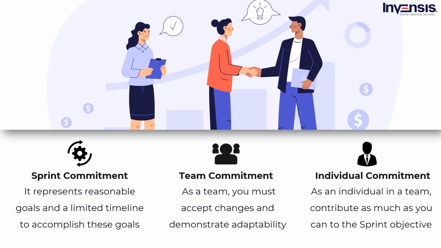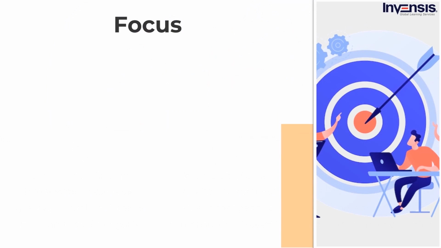Then is individual commitment. As an individual in a team, you should contribute as much as you can to the sprint objective. This symbolizes your own commitment. Commitment also includes the team members being dedicated to the team and to teamwork. They make a commitment to quality. Make a commitment to learning. Commit to doing their best every day. Make a commitment to self-organize and make a commitment to excellence. This was about commitment. Now, let us move on to the next Scrum value, focus.